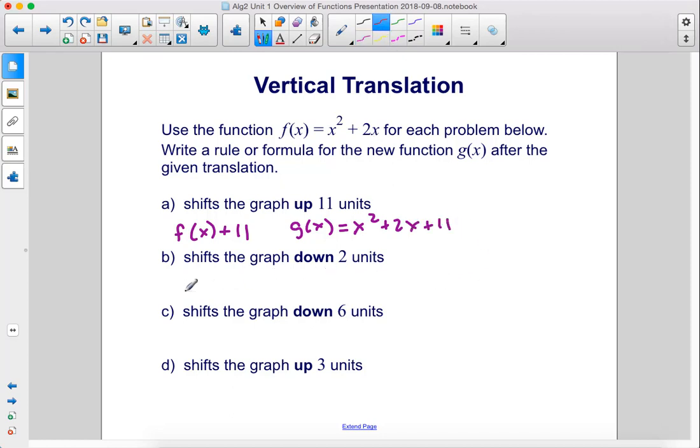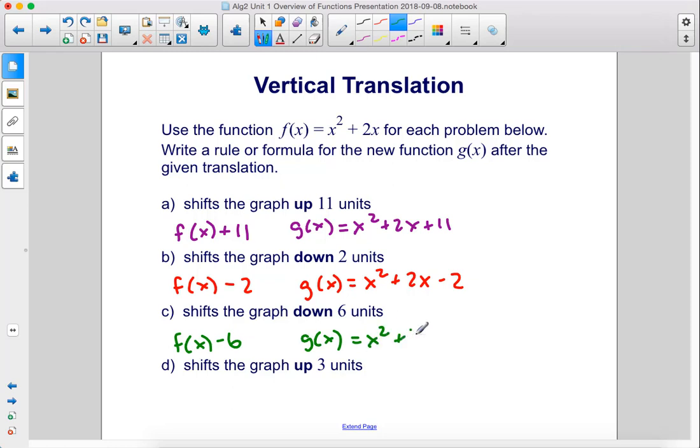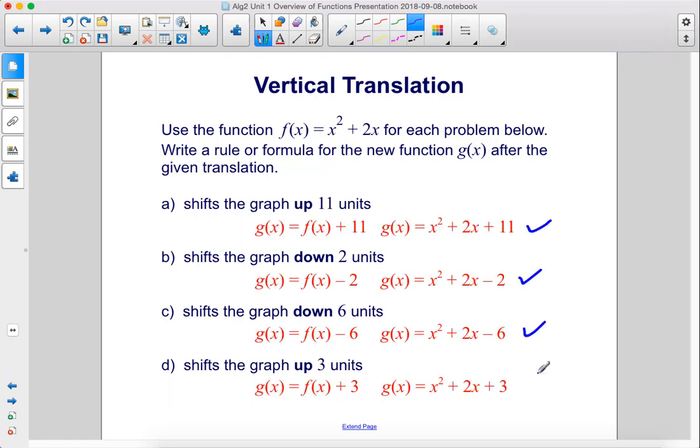Shifts the graph down 2 units. So f of x minus 2. g of x will equal x squared plus 2x minus 2. Shifts the graph down 6 units, or f of x minus 6. That makes g of x equal to x squared plus 2x minus 6. Finally, shift the graph up 3 units, f of x plus 3. That gives us g of x equal to x squared plus 2x plus 3. And there we go.